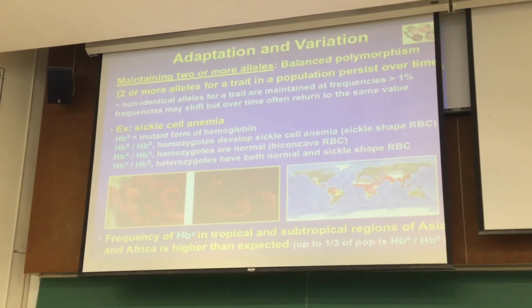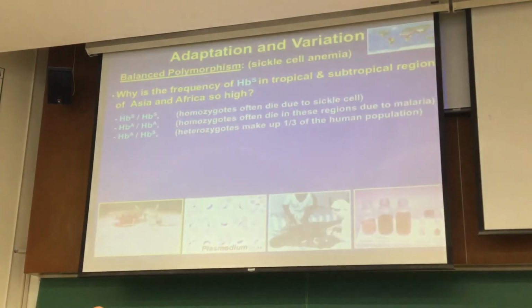There you go. Okay, so again, it's much higher than you would expect. Up to 1/3 of the population is heterozygote in this particular condition. Well, the first thing we see is, well, why? And that's our basic question.